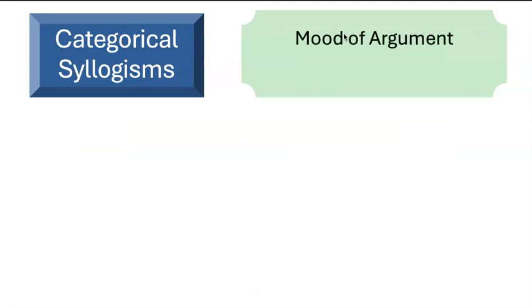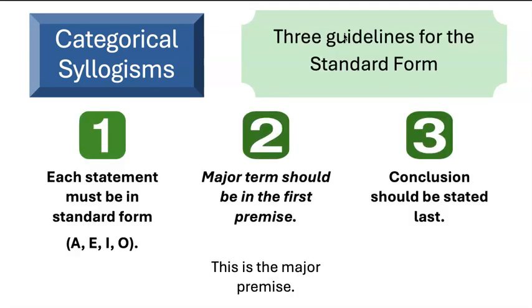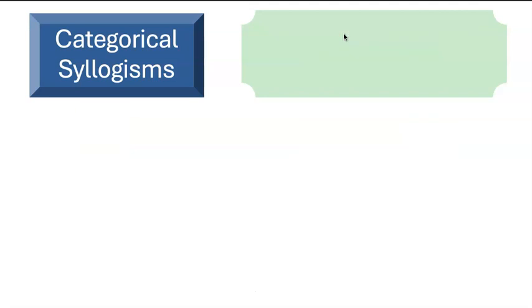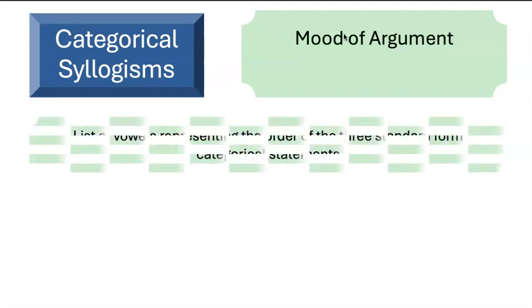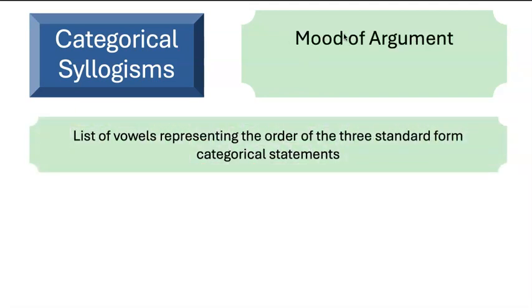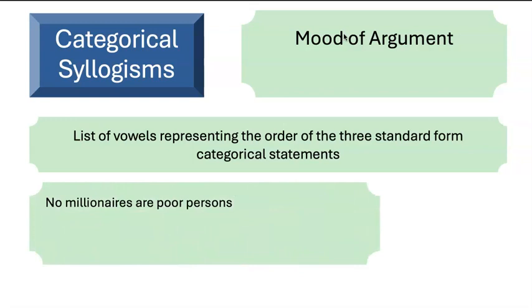Now, the mood of the argument. Once we have ensured that the syllogism is in standard form, meaning it meets the three guidelines we just established, then we can identify the mood and figure. The mood is just a list of vowels representing the order of the three standard form categorical statements. So, no millionaires are poor persons. What type of statement is that? That is no S are P. Correct, that's an E statement.